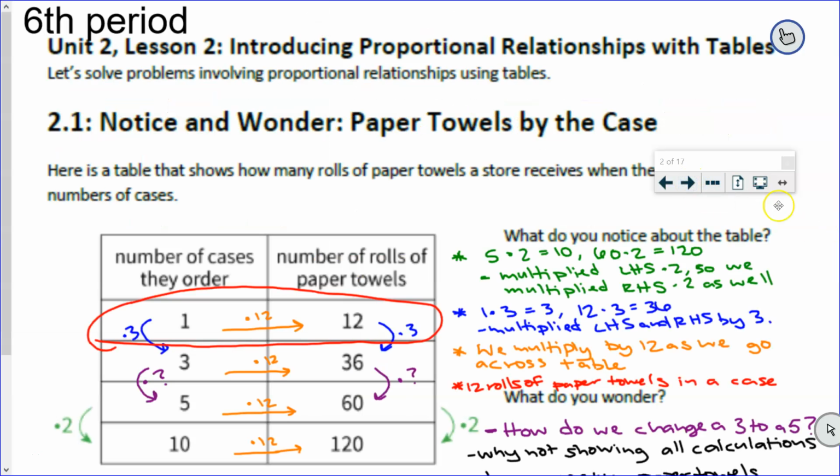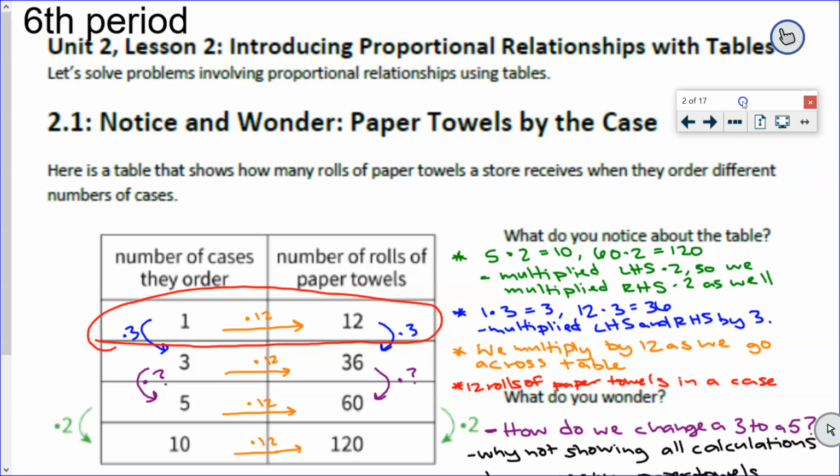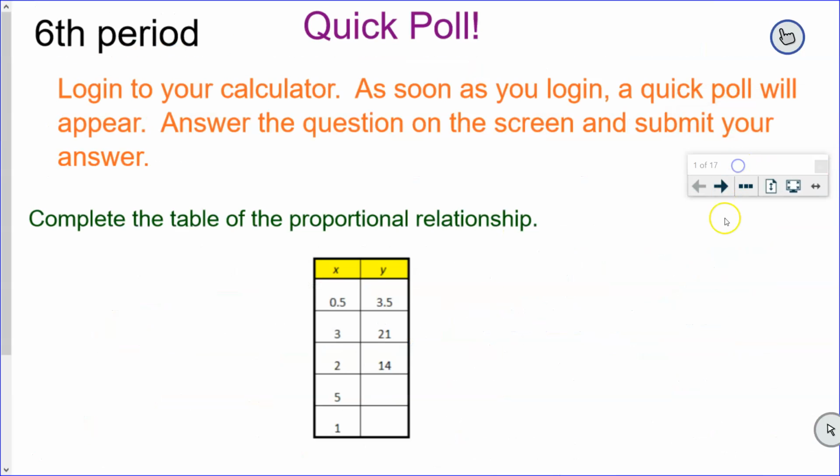Hello, Math 7 students. This is Open Up Resources Unit 2, Lesson 2, Introducing Proportional Relationships with Tables. This is the second video in a two-part video series. We are going to be finishing this lesson today. To get started, we're going to review what we did in our last video.